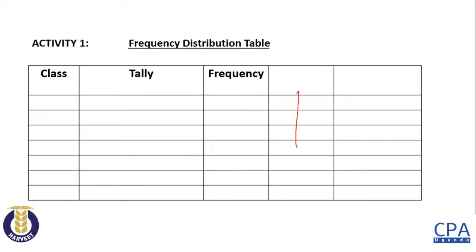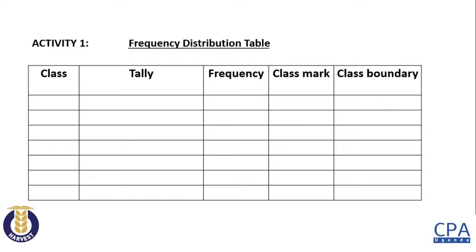And then, of course, as we discussed in our lecture 1, we need a column to capture the class mark. A class mark, remember, is one of those elements of a frequency distribution table. And then finally, I'll need a column to capture my class boundaries. So these are the typical columns that will make up my frequency distribution table.